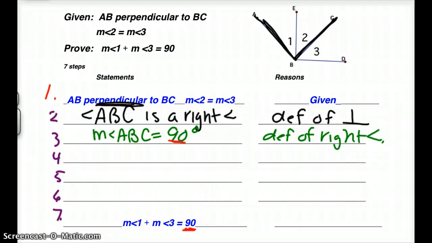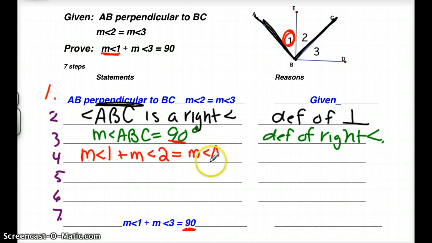Next thing I need to do is try and introduce 1 because 1 is at the end and I haven't talked about 1 yet. 1 is part of ABC. So the measure of angle 1 plus the measure of angle 2 equals the measure of ABC. And that is angle addition postulate.